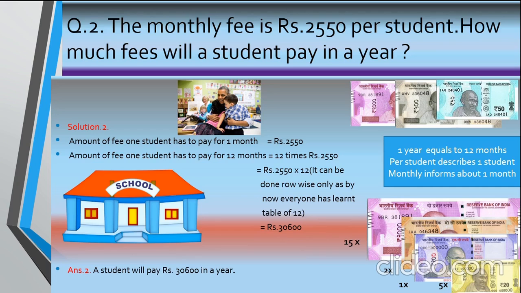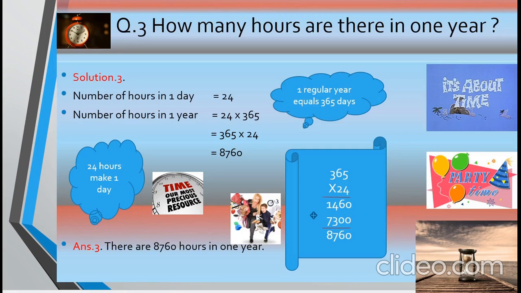And by now, you know very well that you have to find out for 12 months. So the amount of fee one student has to pay for 12 months, you will multiply the amount of 1 month by 12, and the answer you are getting is 30,600 rupees. So your answer is a student will pay rupees 30,600 in a.